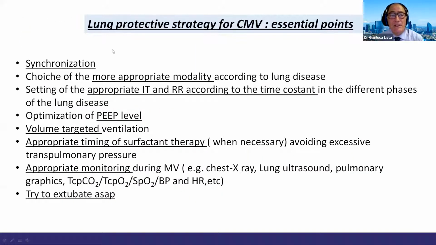So, to summarize, how to give conventional mechanical ventilation a lung protective strategy. It's important to synchronize. It's important to choose the most appropriate modality according to lung disease, to choose the appropriate inflation time and respiratory rate, to optimize the PEEP level, to use volume targeted ventilation, to research the appropriate timing of surfactant therapy, and to monitor what happens during mechanical ventilation to try to extubate the patient as soon as possible.